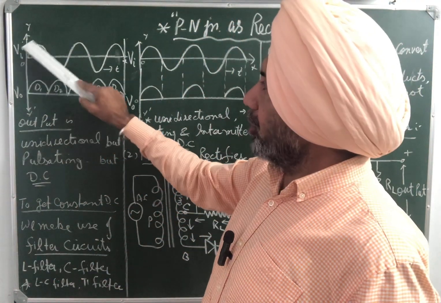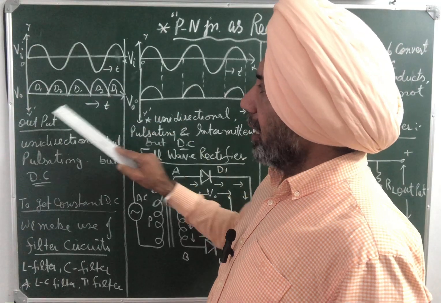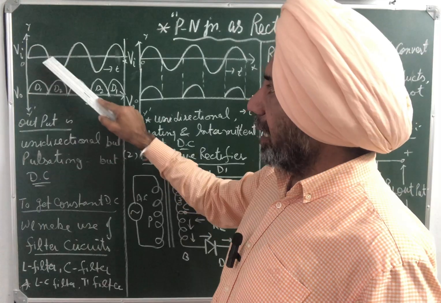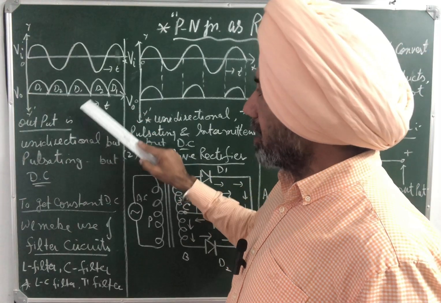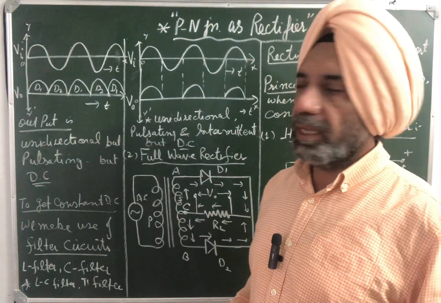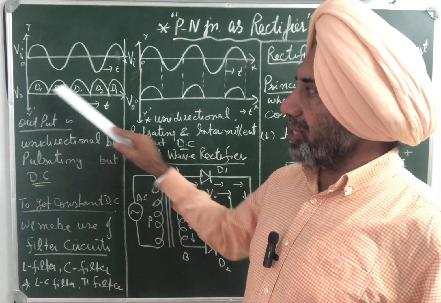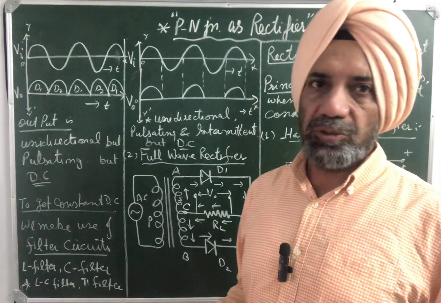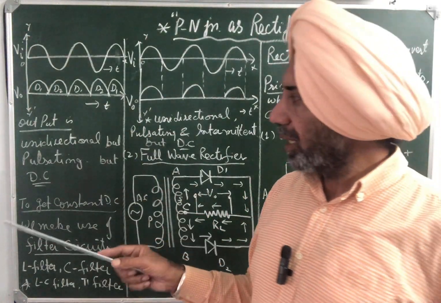So the input is like this, AC, then the output will be: when the positive half cycle falls, D1 conducts, when the negative half cycle falls, D2 conducts, D1 conducts, D2 conducts, D1 conducts. So it is not intermittent. It is unidirectional but pulsating, but it is DC. We have converted AC to DC.